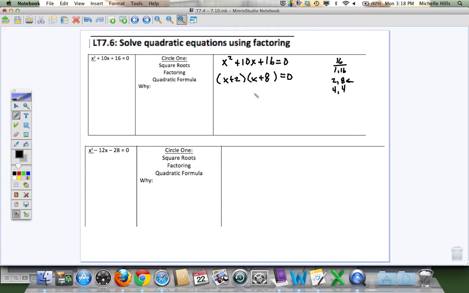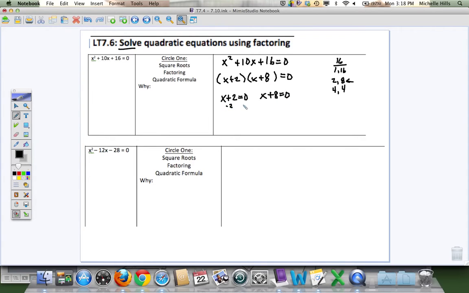Now this learning target is not just can you factor. It's can you solve by factoring. Now, these two things multiplied together give me an answer of 0. The only way I get 0 from multiplication is if one or both of the things I'm multiplying were 0 to begin with. So x plus 2 could equal 0 and make this a true statement, or x plus 8 could equal 0 and make this a true statement.